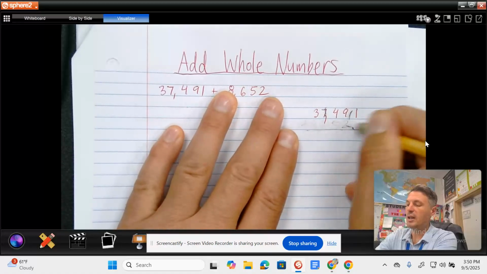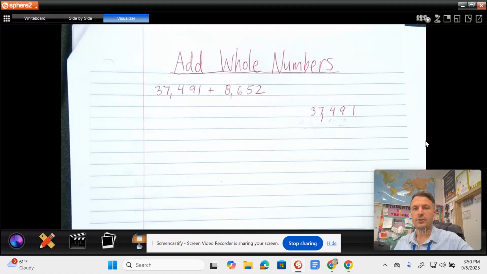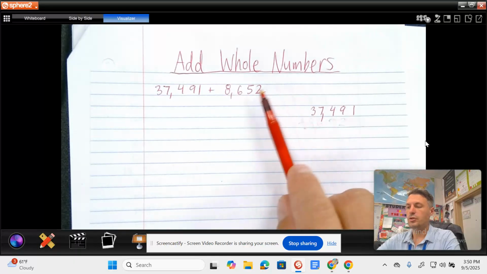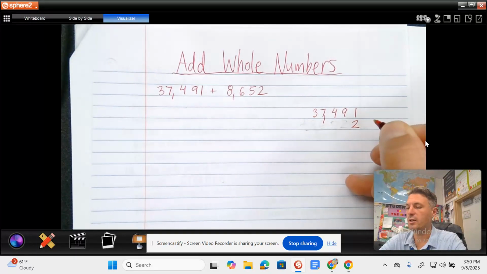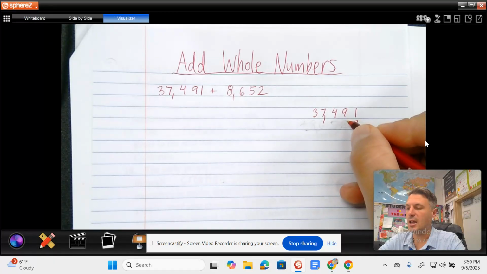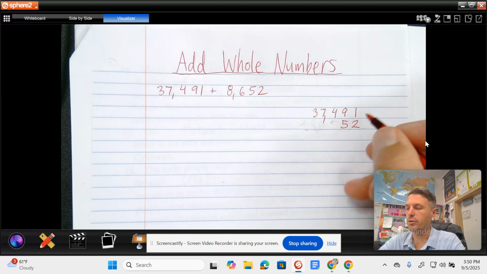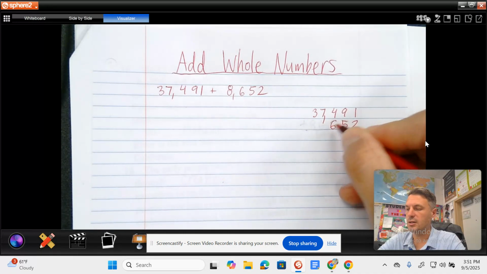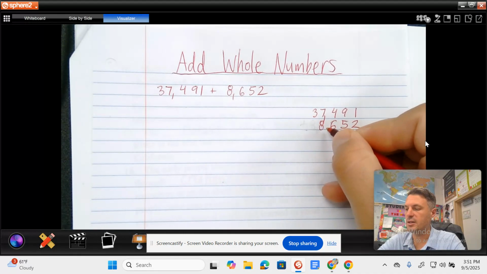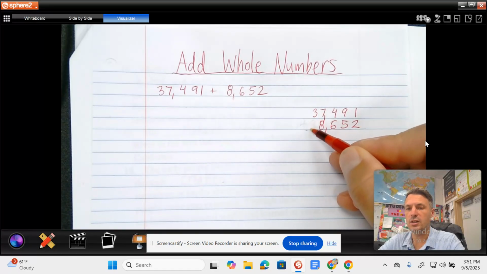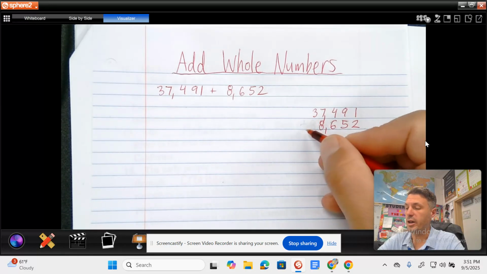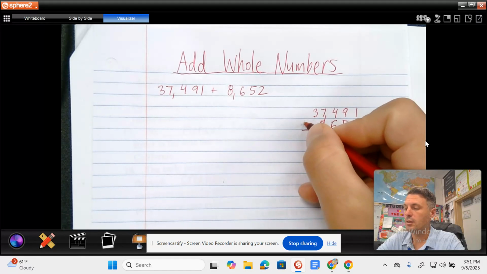We need to make sure we line the numbers up on the right. So the 2 in 8,652 needs to line up with the 1 in 37,491, and so on. The tens places need to line up with each other. The hundreds places need to line up with each other, and the thousands places need to line up with each other. And there's nothing that goes under the 3 in the 10,000s place because there's no digit there in the bottom number, and that's okay. Now we add these up.